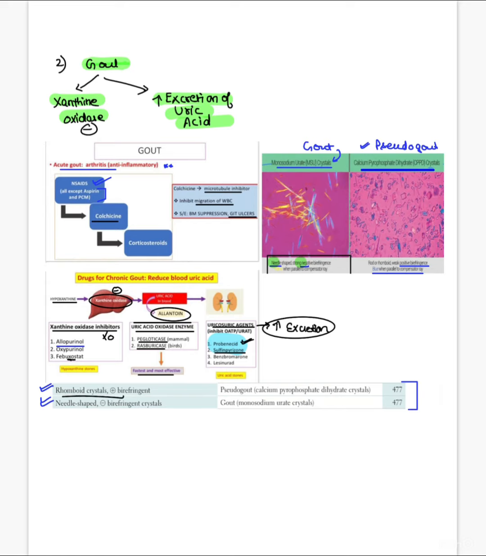See, this is rhomboid crystals which are positively birefringent, means that is pseudogout, and it is due to CPPD, that is calcium pyrophosphate dihydrate crystals. If there is needle shape, that is negatively birefringent, guys, that is due to gout, that is monosodium urate crystal. And what is the typical history, guys, that I taught you? So you will have first metatarsophalangeal joint, guys, you have swelling. Okay, that is tophaceous swelling.